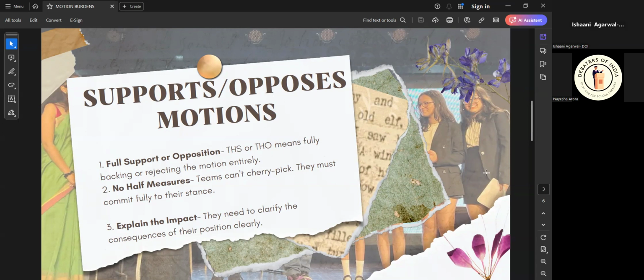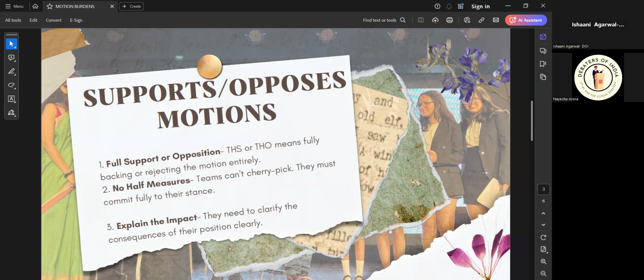One more thing that adjudicators look out for in THS and THO motions is that you need to clarify the consequences of your position. So you need to look at impacts. So here weighing becomes very important where you're comparing both the worlds. So you do a likelihood or an unlikelihood analysis where you weigh the impacts.